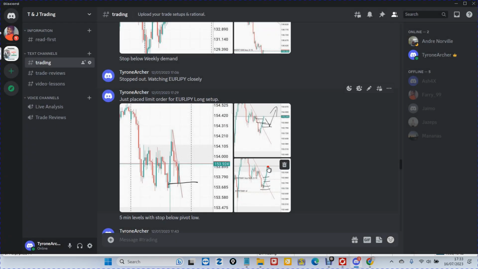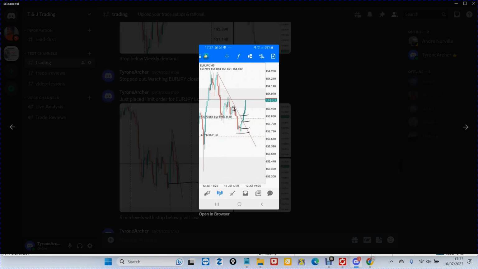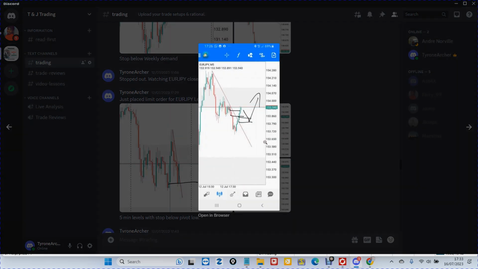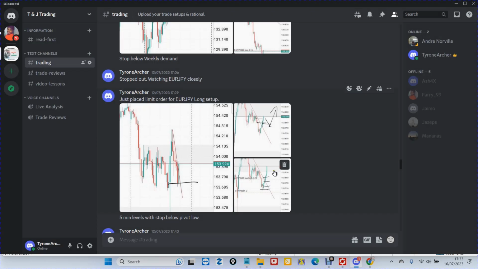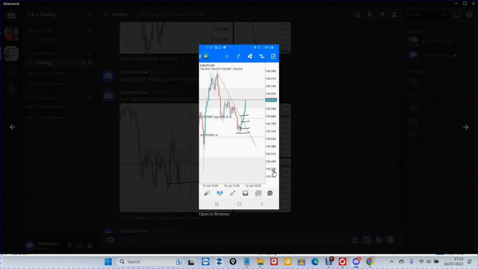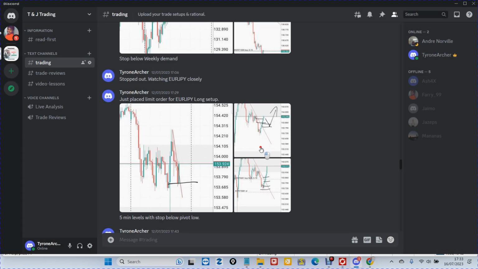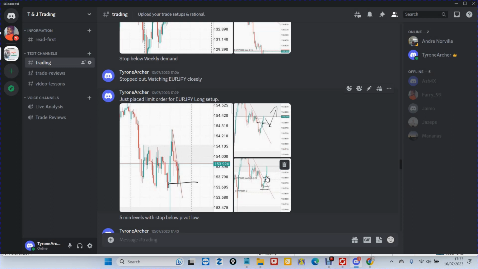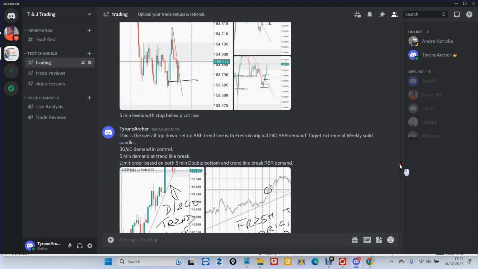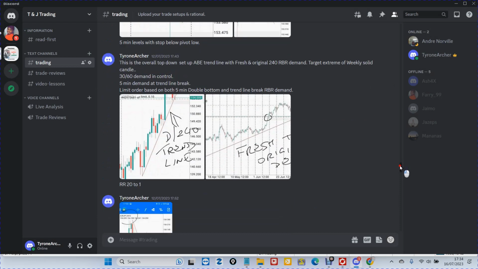That's a 5-minute. I've already taken it. How comes I took it on that? That's a 5. Same pattern. Euro Yen. Oh, that might have been a picture from another broker. But basically I took it as a breakout on this. 5-minute levels, will stop below the pivot low, and it did come back.